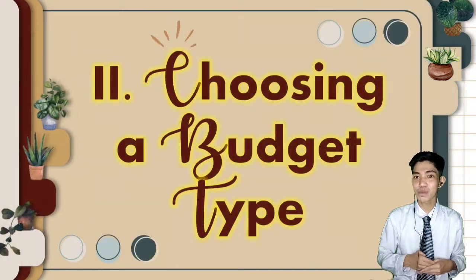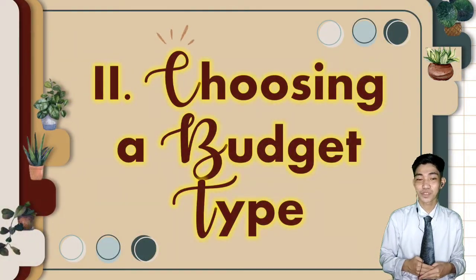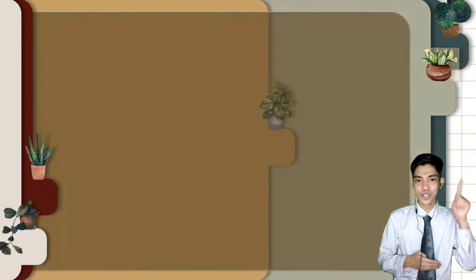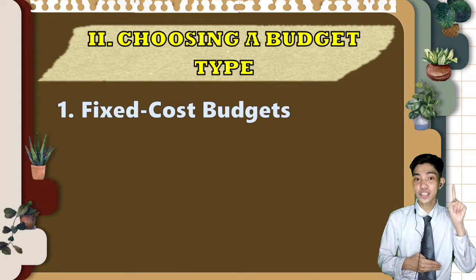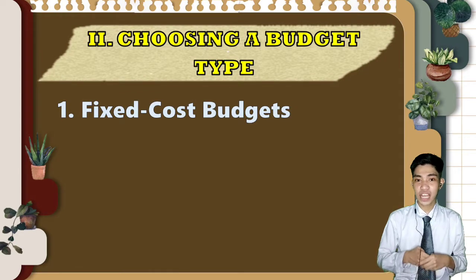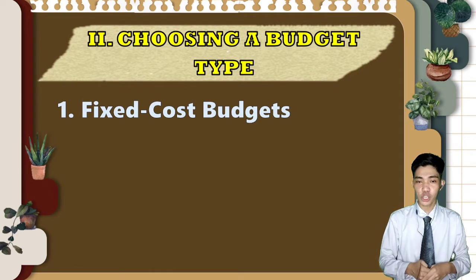Pero class, ano nga ba ang mga budget type and how it affects the business overall success rate? So let's start our discussion with the first budget type, which is called the fixed cost budget. When we say fixed cost budget, by the definition itself, costs do not vary proportionally with volume.